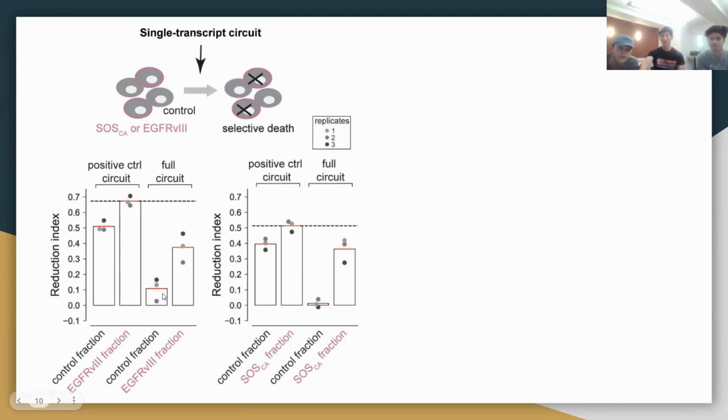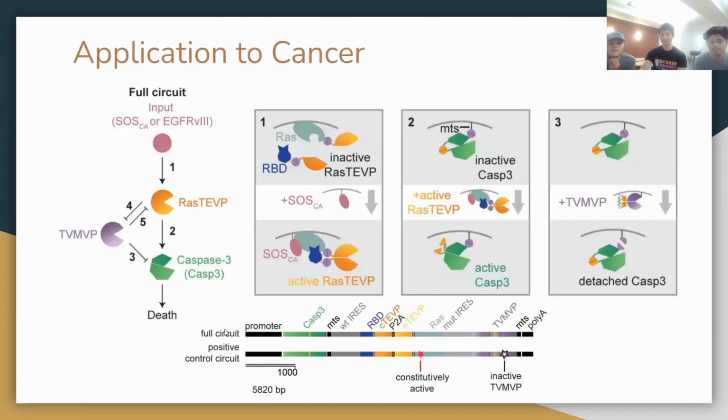Sorry. Yeah, I'll walk through this slide as well. So in the previous slide, there was the full circuit, which is what I described. They also have a positive control circuit in which the SOS is always on. Or sorry, the RAS is always on. My bad. Okay, and so this is a positive control in which there's a mutation that causes this signal to always activate and cause the cell to die, essentially.